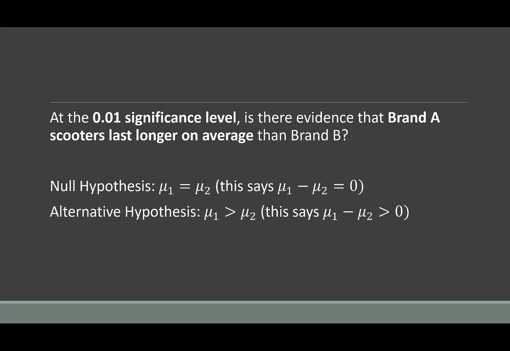Our null hypothesis is that the means are equal. mu1 will be equal to mu2. Again, mu1 minus mu2 would be equal to 0. The alternative hypothesis is mu1 is greater than mu2. We're saying that brand A lasts longer than brand B. This says mu1 minus mu2 would be positive, or greater than 0. Let's take our summarized data and go over to Minitab.